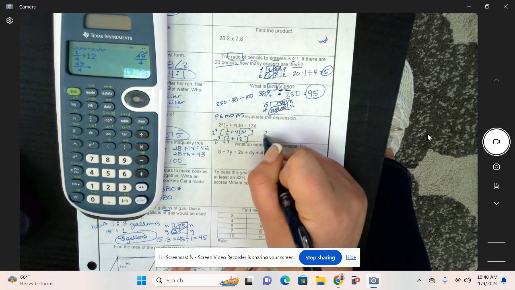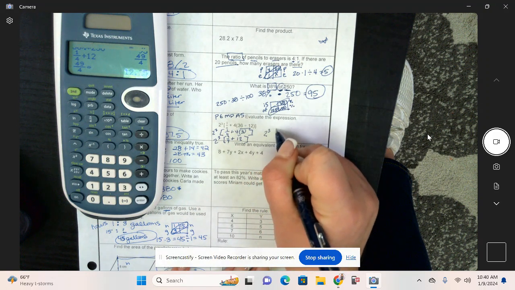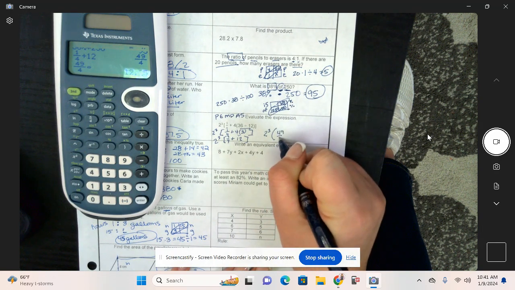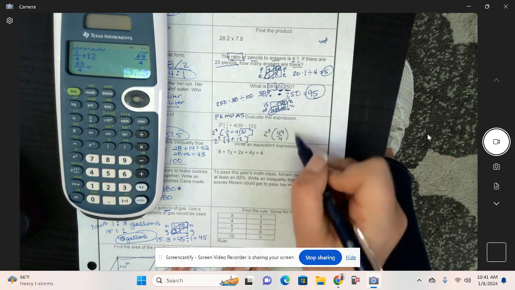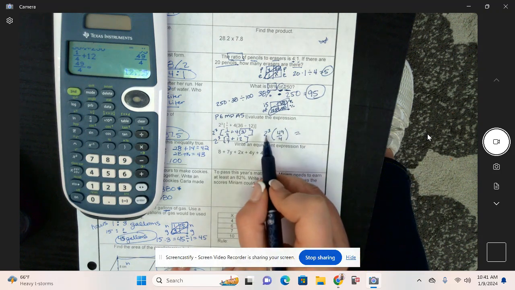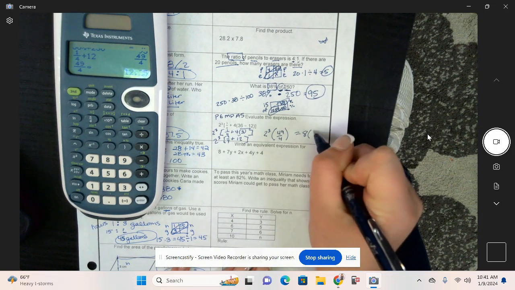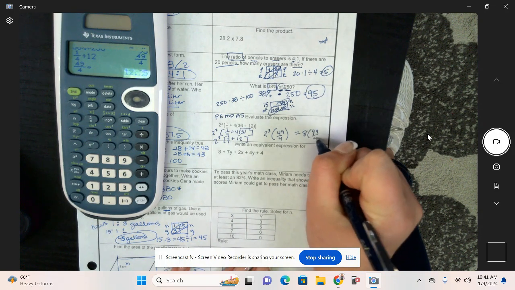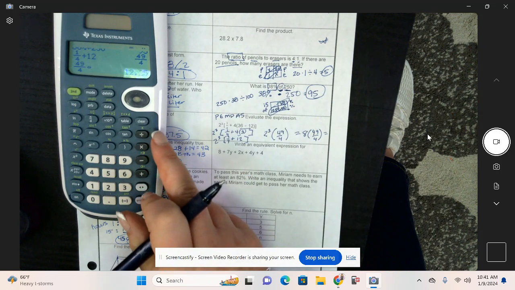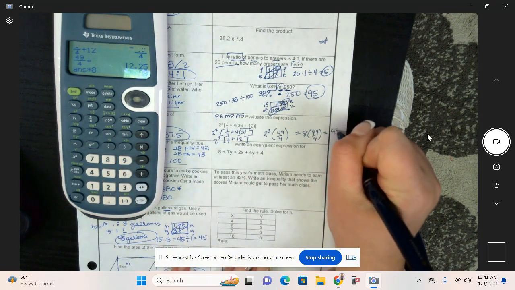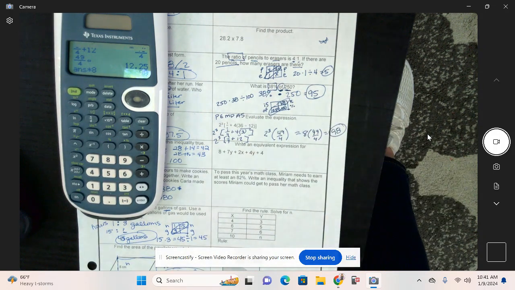So I've got 2 cubed times 49/4. And now I can do my exponent of 2 cubed, which is 8. So now I'll have 8 times 49/4. And when I multiply that, I get the grand total of 98.